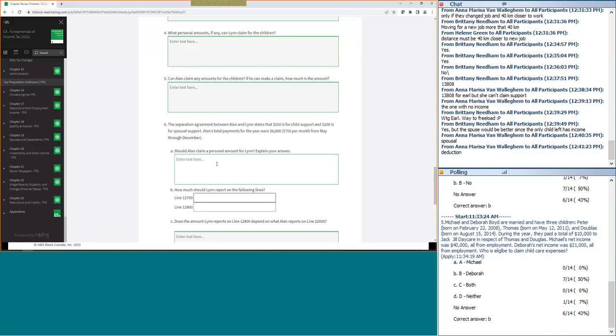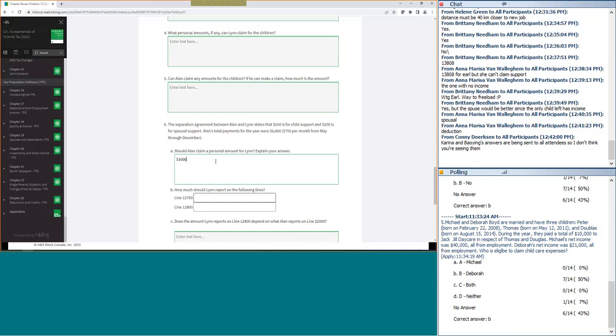What do we get? $1,600. Good. So the most he can get is a deduction for $1,600, but he's not going to get the full value of it.